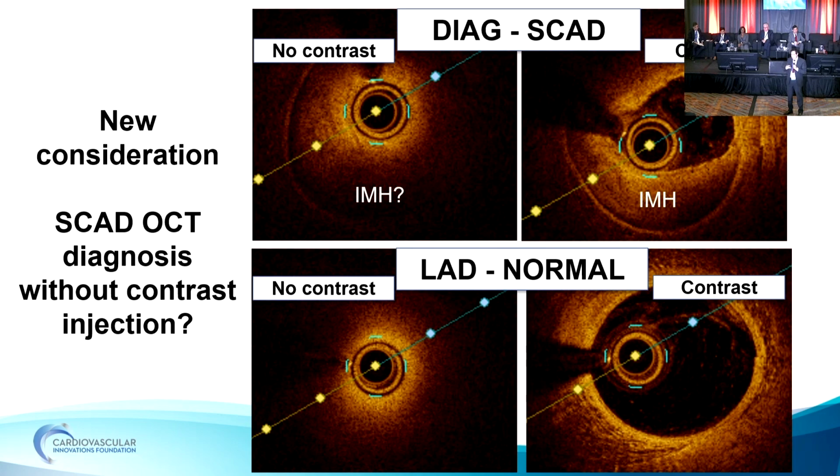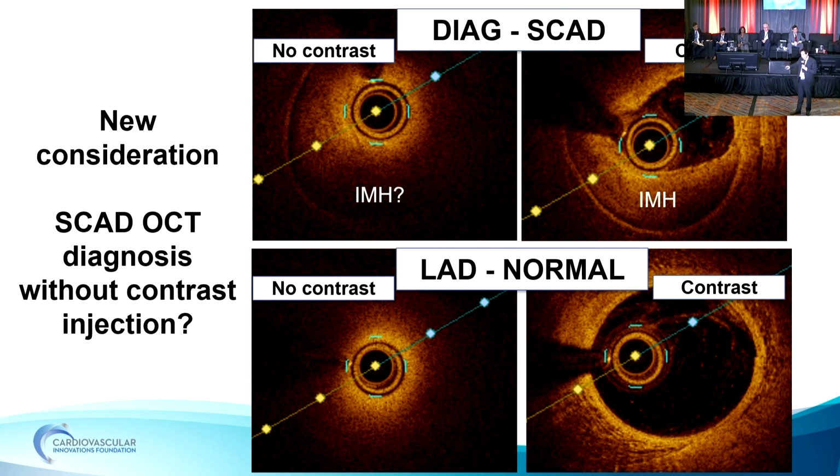We did a run without contrast, that's the top left. A run with contrast, that's the top right. You see the top right, the lumen is cleared. But the question is in the top left, do you buy that is an intramural hematoma even without clearing of contrast? I think it may be somewhat compelling, and you compare it to the normal vessel at the bottom.